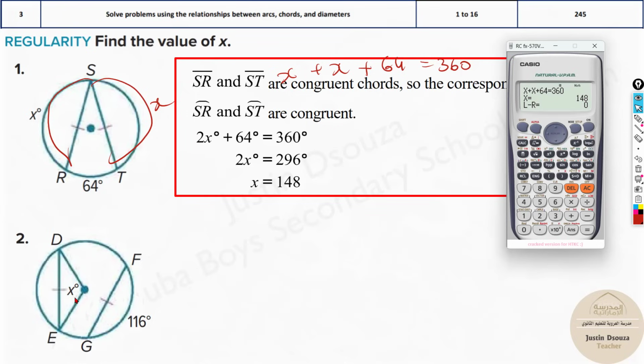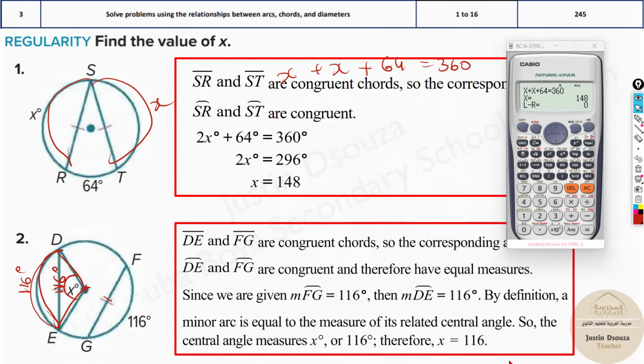Here they have told to find x, but they have not given us any measure of this angle or other angles. But we know these both are equal. That means this angle is also 116 degrees. Then since the central angle is whatever the arc's angle. See, this arc is 116. That means this is also 116 degrees. They're equal. So it's basically 116 degrees itself. So that's how we solve it.